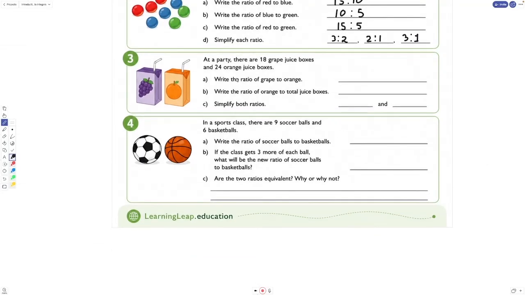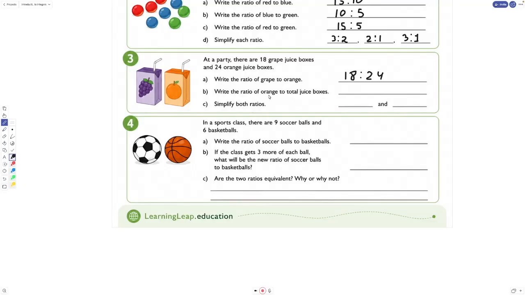At a party, there are 18 grape juice boxes and 24 orange juice boxes. Write the ratio of grape to orange. Okay, so it's going to get a little bit difficult here, just a little bit more challenging. But grape to orange is going to be 18 to 24, right? That's the numbers that are replacing the names, so 18 to 24.